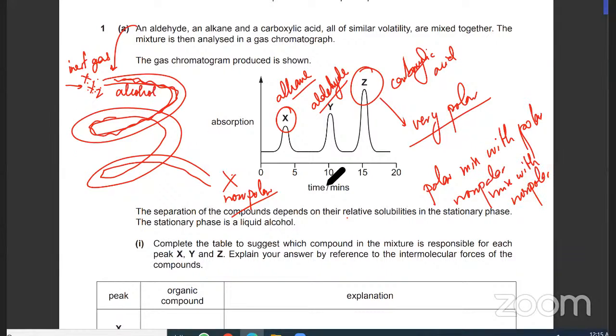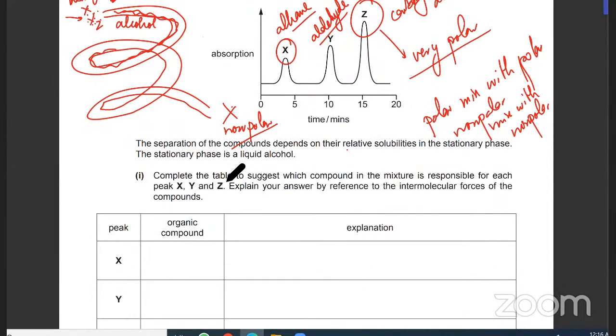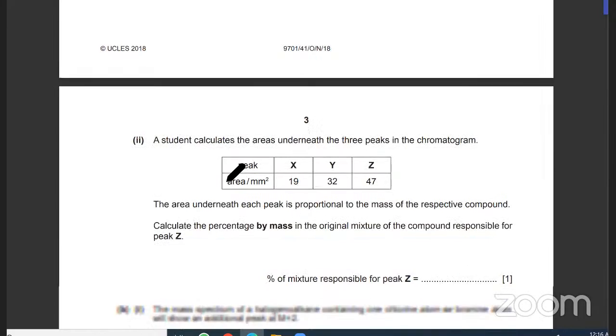So it would have been the other way around if there was a non-polar liquid in this one. If there was a non-polar liquid, the alkane would have taken the longest time because the alkane would dissolve in the non-polar liquid, so it would just stay behind. It would take a long time for it to reach the other end. And in a non-polar liquid, the carboxylic acid will not mix. So the carboxylic acid would travel as a vapor with the inert gas and travel quickly through the tube and reach the other end. So that's X, Y, and Z.